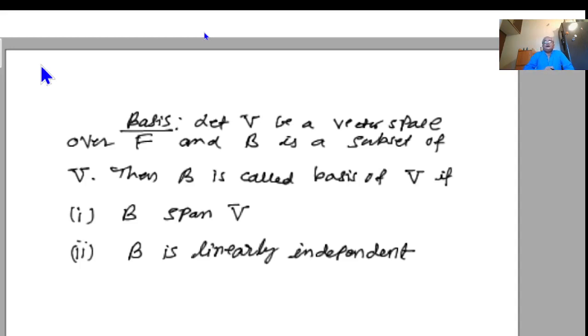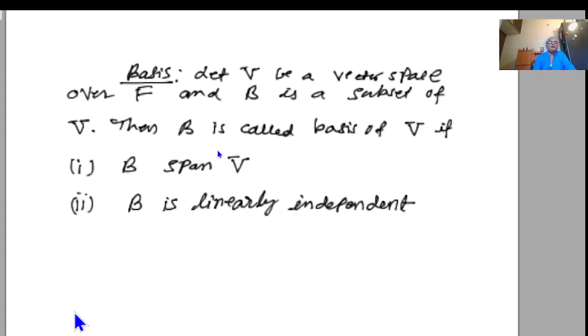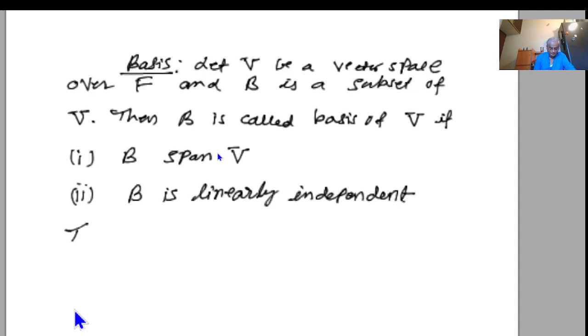So V is a vector space over some field F, and B is a subset of V. Then B is called the basis of V if B spans V. That is, every element of V can be expressed as a linear combination of the elements of B. And the second condition is B is linearly independent. This is the definition of a basis. Now we prove a small result, one theorem.